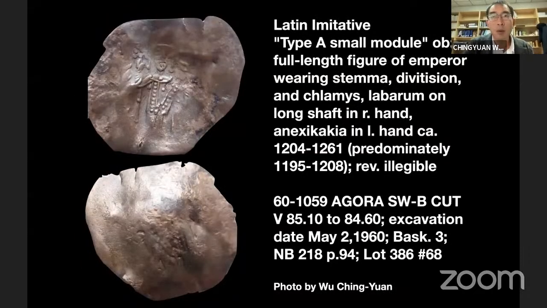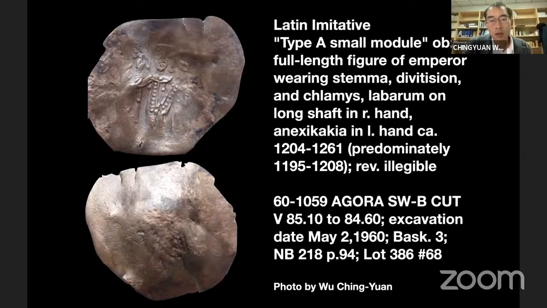This type, a small module, has the reverse showing a full-length figure of an emperor wearing stemma, divitision, and chlamys, holding in his right hand a labarum on a long shaft, and in his left hand an anexikakia. It is a concave coin struck in imitation of the larger Latin imitative type A Constantinopolitan module, which was itself an imitation of coins struck during the reign of Manuel I.